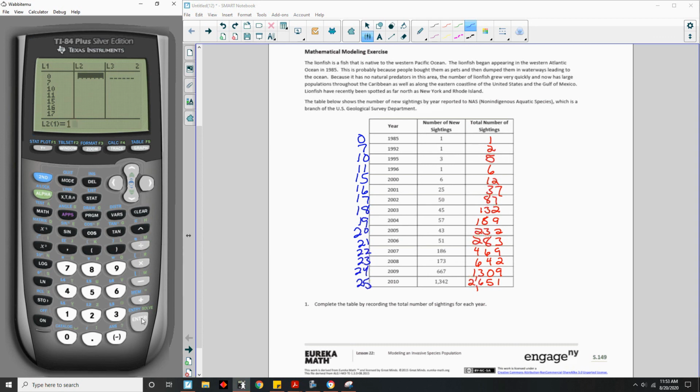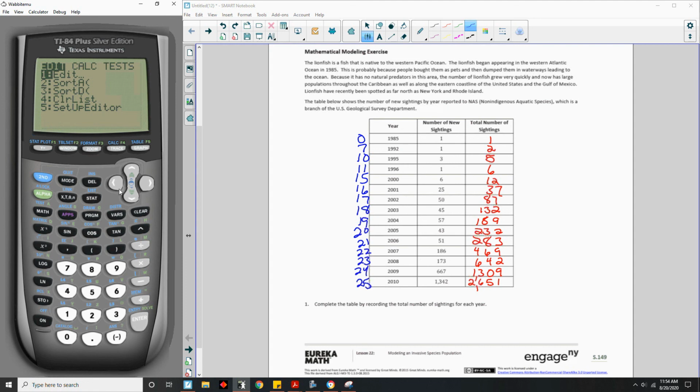1, enter, 1, 3, 1, 6, 25, 50, 45, 57, 43, 51, 186, 173, 667, 1,342. Okay, make sure they match or you'll get an error saying mismatch. Okay, so we have all of our data.